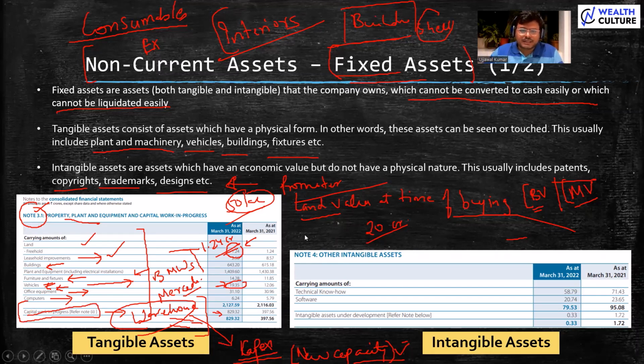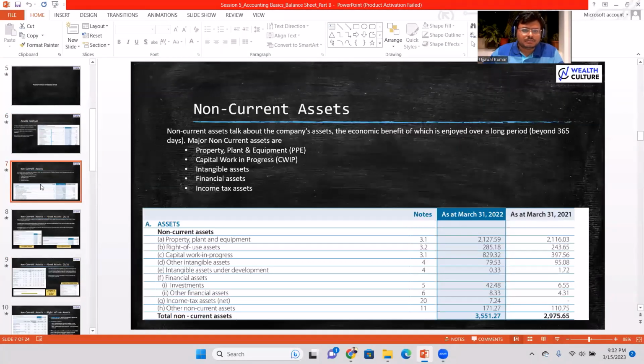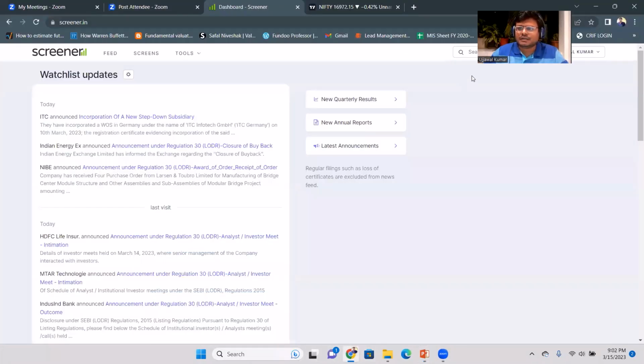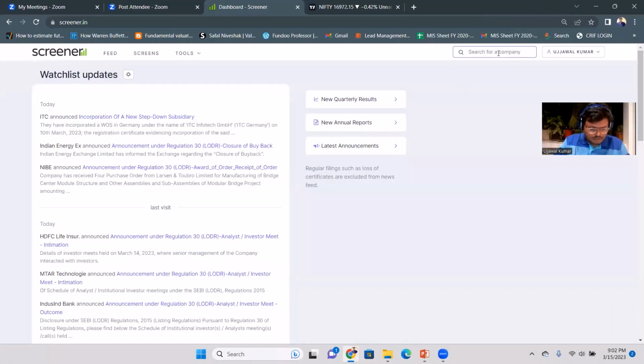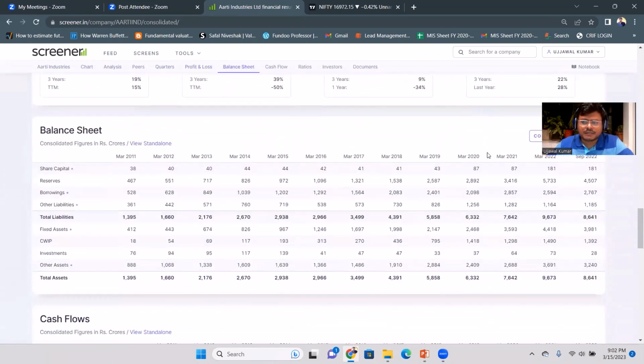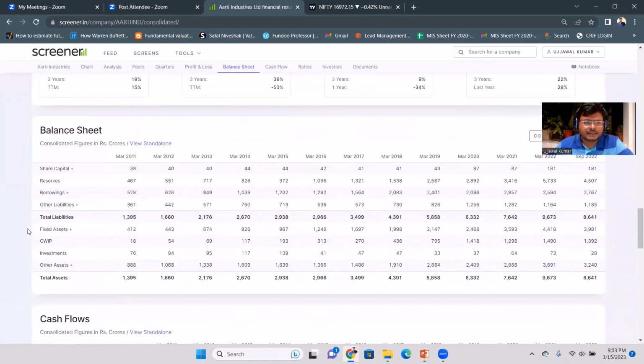I'll just take 2 minutes to show you the importance of this. So let's go to screener and look at, for example, a company called Aarti Industries. Ultimately we are all coming back to the screener to look at these numbers, so I thought I'll just show this to you in the screener also. So look at the asset side: fixed assets, CWIP, investments, other assets, right?